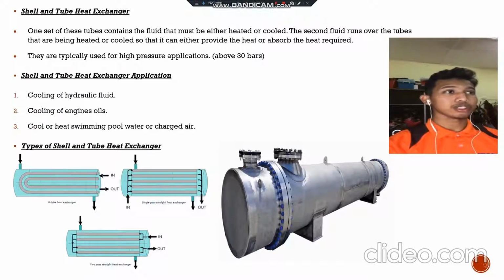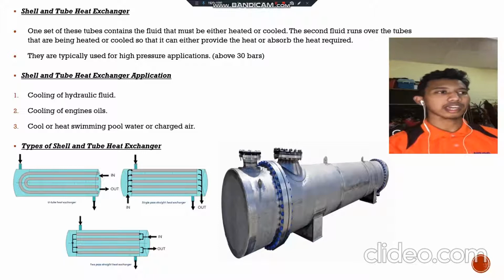For heat exchanger number 2, we have the shell and tube heat exchanger. First point: one set of the tubes contains the fluid that must be either heated or cooled. The second fluid runs over the tubes that are being heated or cooled so that it can either provide the heat or absorb the heat required. Point number 2, they are typically used for high pressure applications, above 30 bar. Shell and tube heat exchanger applications have 3. Number 1 is cooling of hydraulic fluid. Number 2 is cooling of engine oil. Number 3 is cooling or heating swimming pool water or charged air.